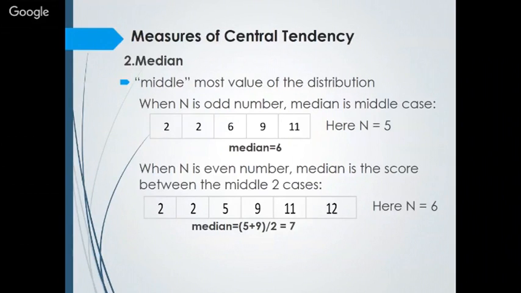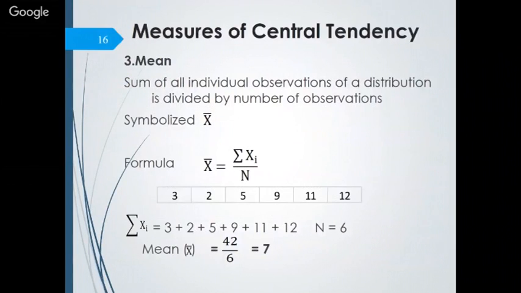In the case of mode and median, the drawback is that they do not consider the extreme values, the higher or lower values of the series. We are concerned only about the middle value of the series. So in order to overcome this demerit, statisticians found the mean.